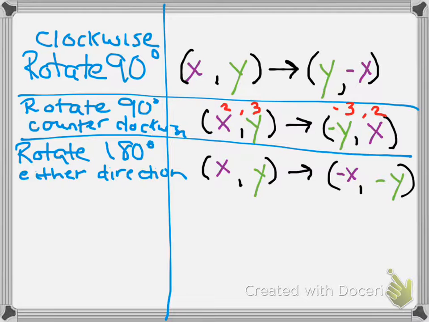And if you had one of each, then the negatives will be in the other place, and the positives will be in the other place. So 180 degrees, they stay in the same place, they just switch their signs.